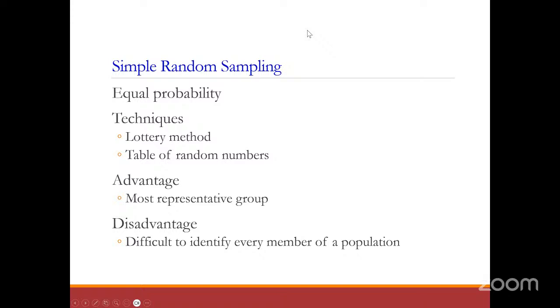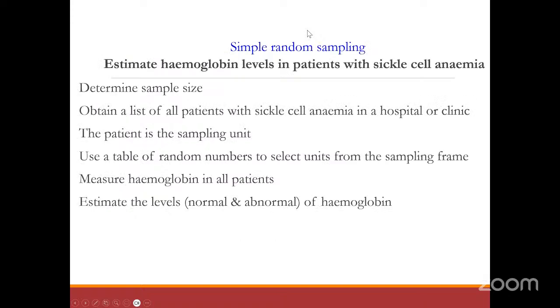Next slide. This is an example, sickle cell anemia. We can take all patients who have sickle cell anemia and who have been admitted to a hospital or maybe a clinic. In that situation, we can collect the information of the patients and make a sampling frame, and we can take some measurements of them. So, next slide.